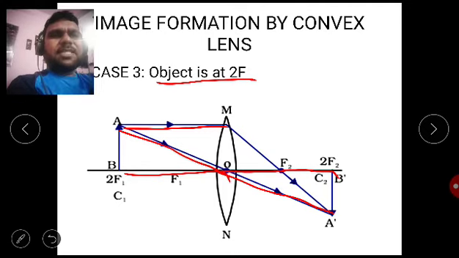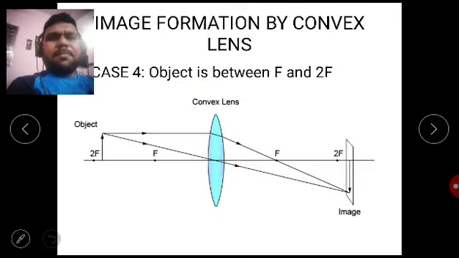Now we will move to case number 4. Case number 4 is when the object is between f and 2f. So the ray diagram is self-understood. We can see two rays of light. Where is the image formed? Image is formed beyond 2f2.